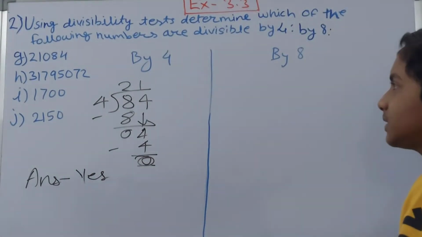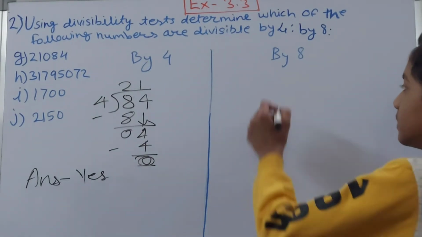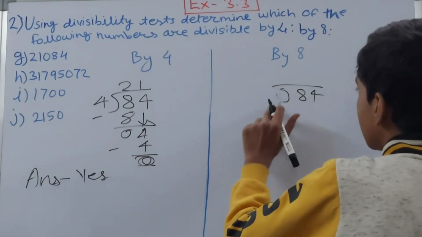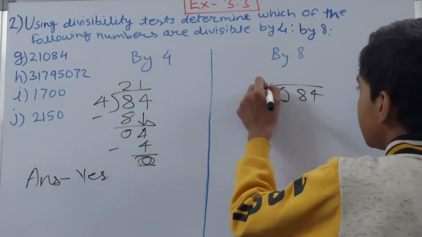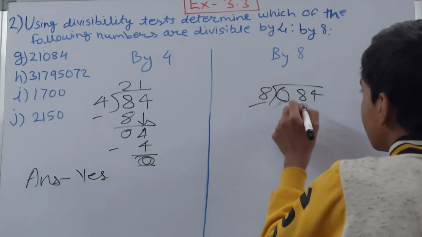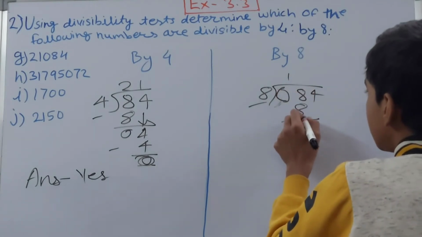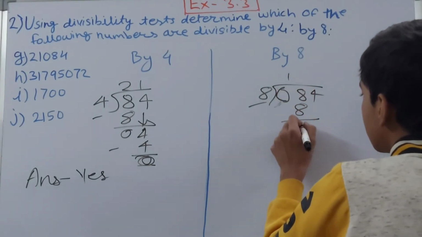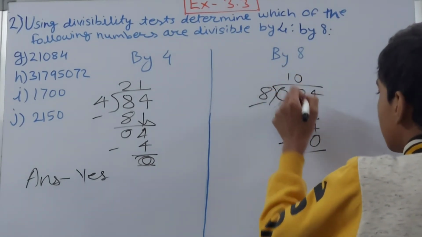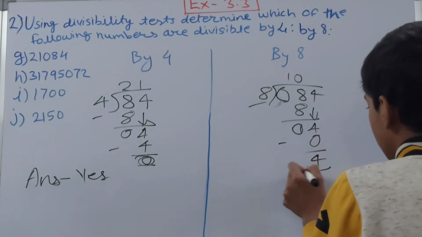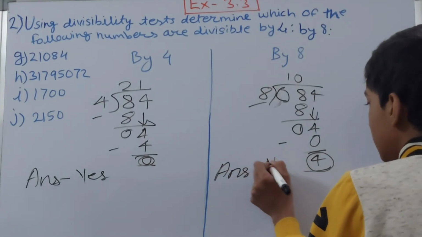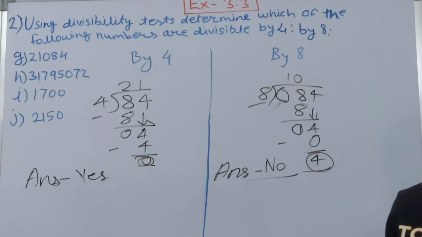By 8 you take the last 3 digits, okay, that are 0, 8, 4, right? Now from this we have 8 divided, so we can subtract 8 from this basically, right? So we will be having here 1 and we will get 0 here, right? Then you bring this 4 down, minus 0 and 0, and again you will have 4 left here. So you are having something in the remainder. That means this number is not divisible by 8. So write a no.